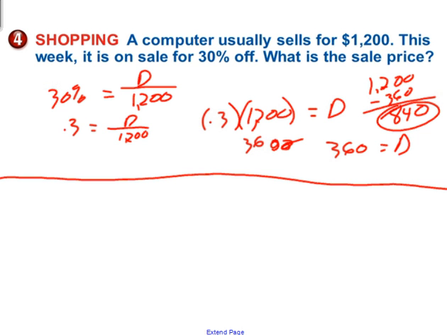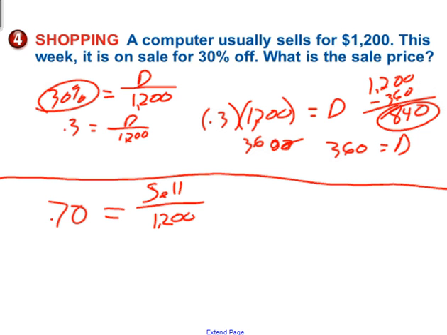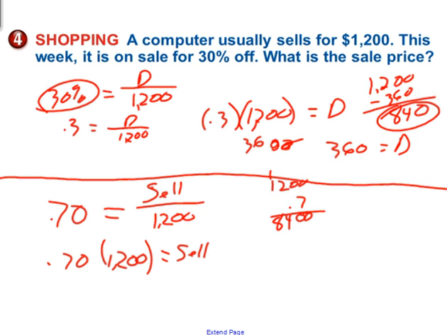All right, the second way I'm going to do that is I'm going to calculate the selling price right away. If I'm going to discount it by 30%, that means I'm selling it for 70% of the original price. So 70% becomes 0.7. The selling price over the original price is my percent calculation. So I'm going to say 0.7 times 1,200 is equal to the sell price. 1,200 times 0.7 is $840. That becomes my sale price, 840.